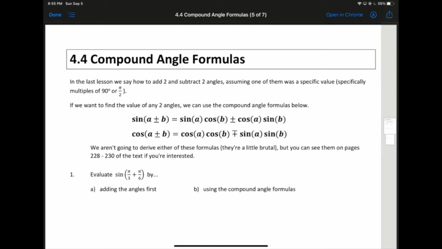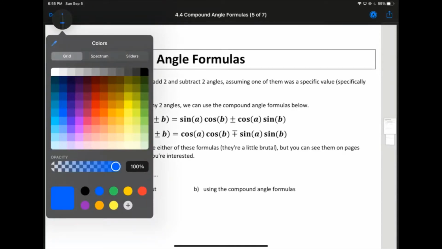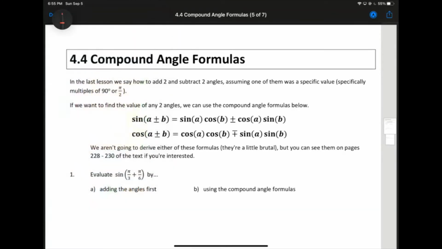Okay, so they're pretty straightforward. The cos one I find a little bit easier, because it's basically the cos of both angles multiplied together, minus or plus the sine of the angles multiplied together. Whereas the sine one is sine of A cos B plus or minus cos of A sine of B. Now the important thing here is the symbols plus and minus. You've probably seen that before. Plus and minus just means that it could be add or subtract.